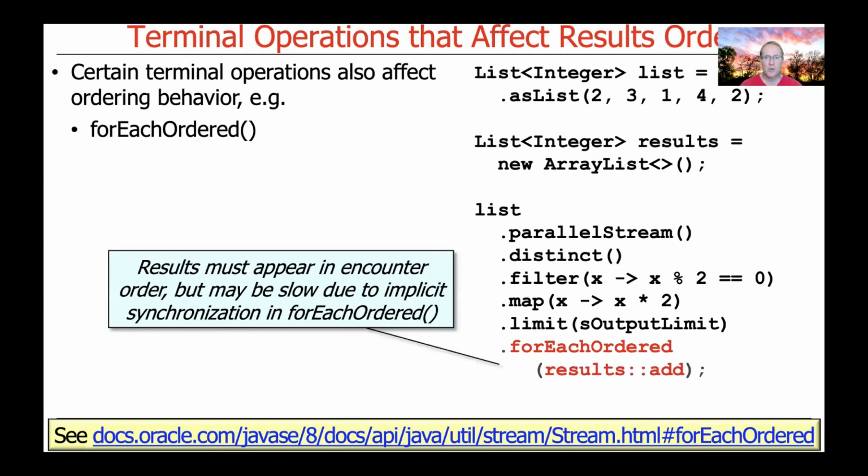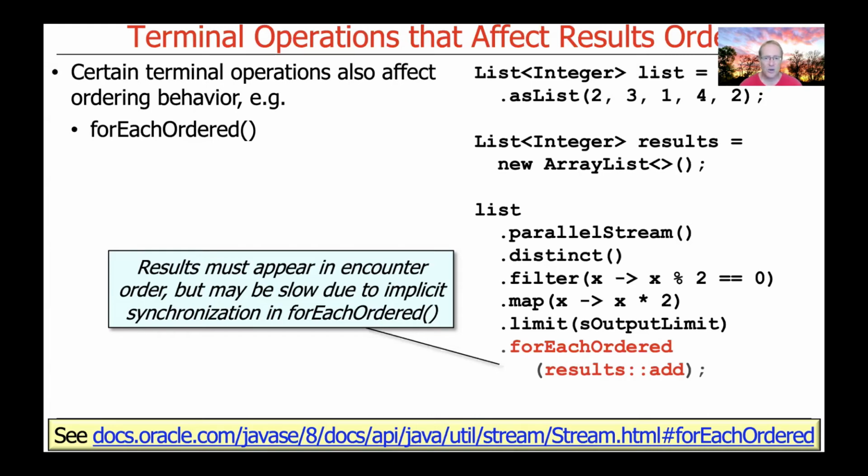And then what we do here is we use forEachOrdered, and we pass in the method reference results::add. So that's going to add the elements into that array. Now, in this particular case, this is really subtle, the results will come back in encounter order. So after we do all the processing, the results will basically be 4, 8, 4, and that's the order that they'll show up in the results variable, guaranteed.